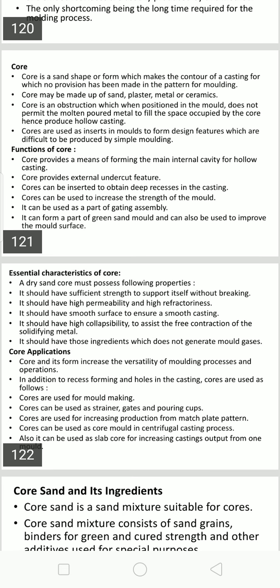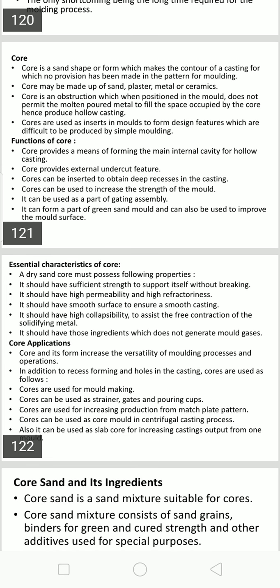So core functions are exactly similar to the pattern functions. It is a means of forming the main internal cavity, and provides external undercut features also. Cores can be inserted to obtain deep recesses, pockets, cavities, and highly intricate shapes. Then cores can be used to increase the strength of the mold. It can also be used as a part of the gating system. Sometimes molten metal moves along with the core into the mold cavity, or along the sides of the core. That is why it is called a part of the gating assembly.